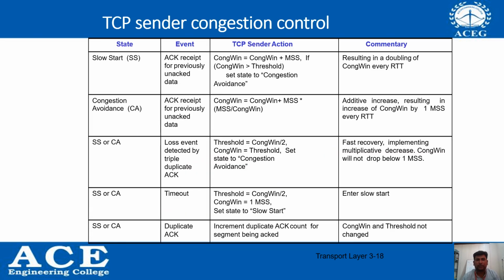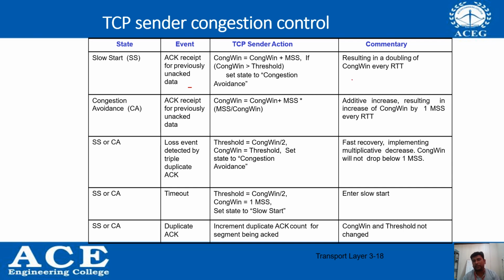Right, the table is trying to highlight the different scenarios which we have discussed, what are the actions that will be taken at the sender, and what are the different comments on it. The first one is all about the slow start method. We know that if acknowledgement for the previous segment has been received successfully, slow start will go for exponential increase.